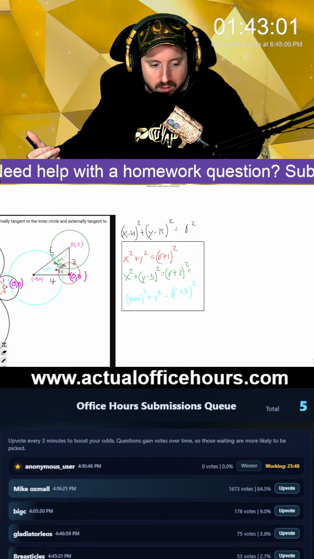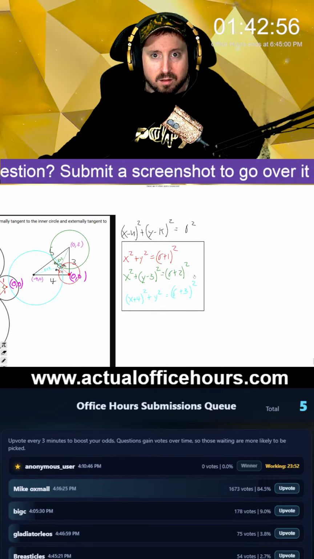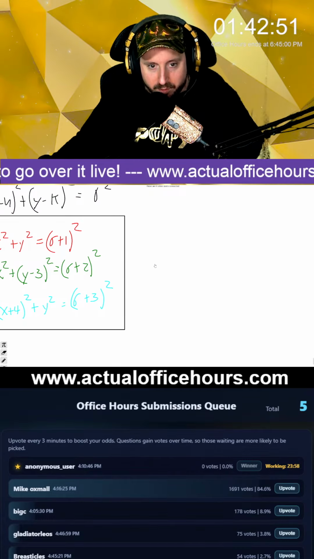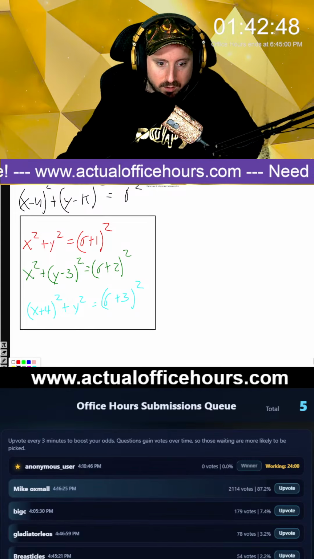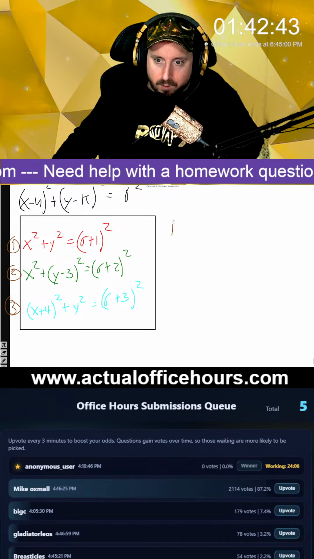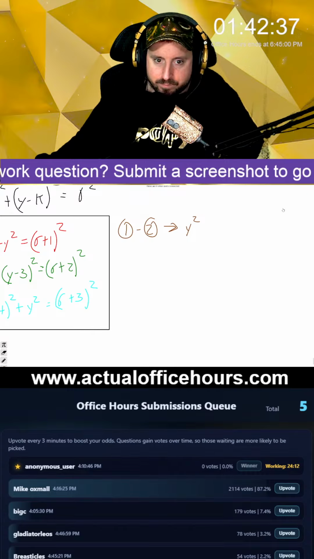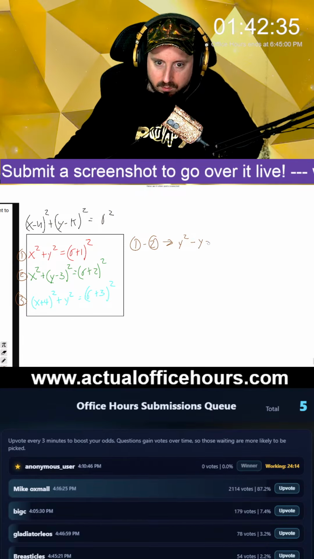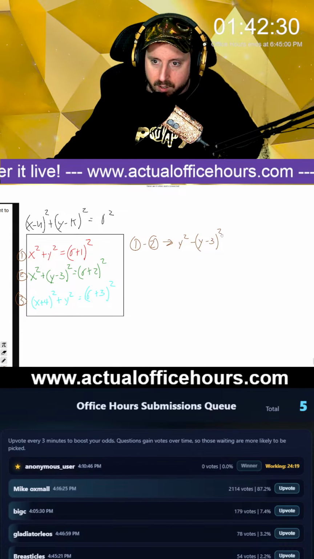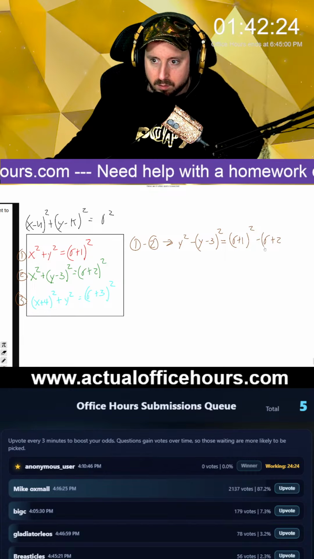Yeah, wait. Subtract the first one from the second one, and then the first one from the third one. Okay. All right, let's do a little bit of the algebra. I feel like this gets messy. All right, if we do 1 minus 2, that gets me y squared minus y minus 3 squared is equal to r plus 1 squared minus r plus 2 squared.